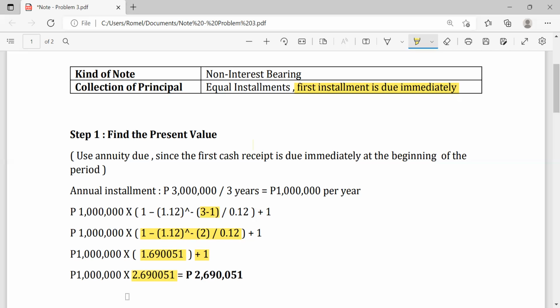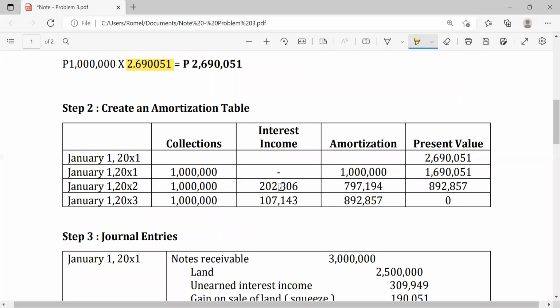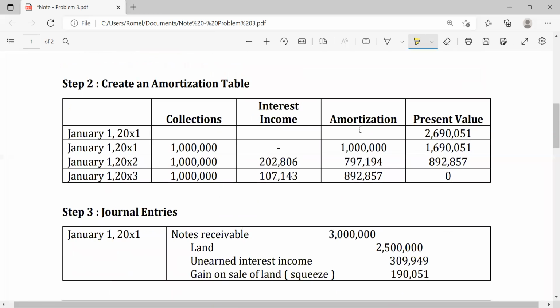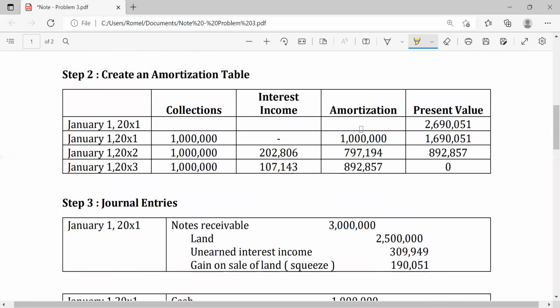2.690051. So what we will do is, i-multiply natin ang 1 million pesos times 2.690051. So what is the present value? The present value here is 2,690,051. So we are already done in computing for the present value. So what is the next thing that we will do? The next thing that we will do is we will create an amortization table.